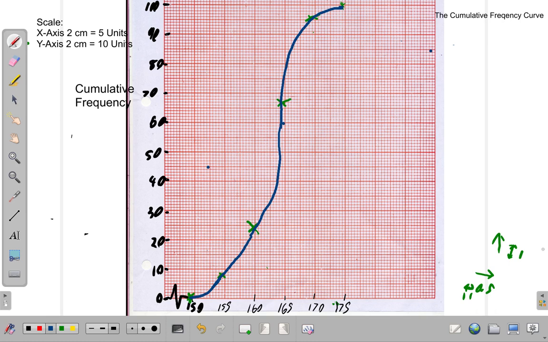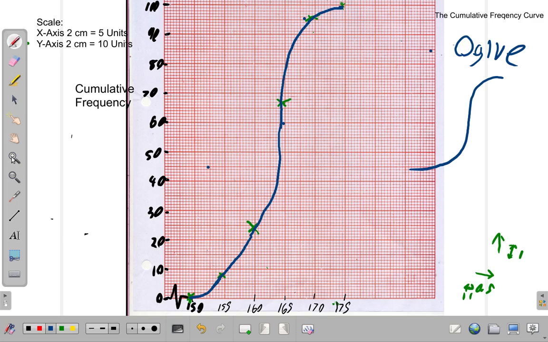you have what is called a cumulative frequency curve. Right now, that cumulative frequency curve, sometimes it's referred to as an ogive, due to the architectural shape of the curve. It's in the form of an S, generally in the form of an S.